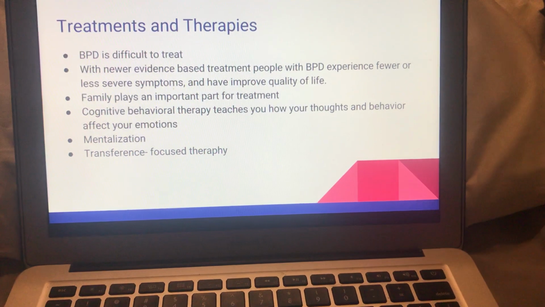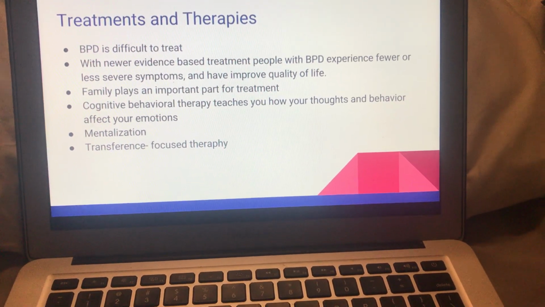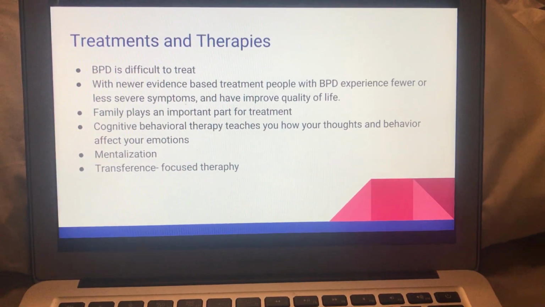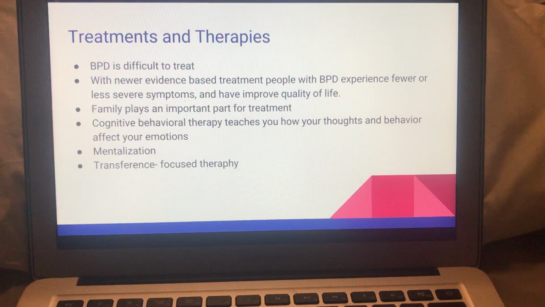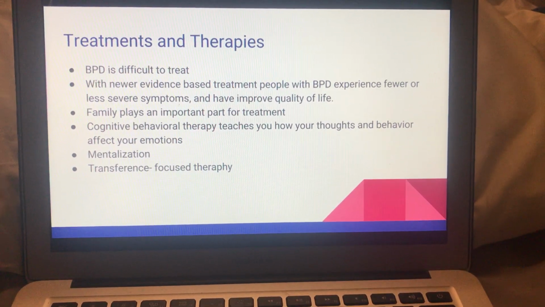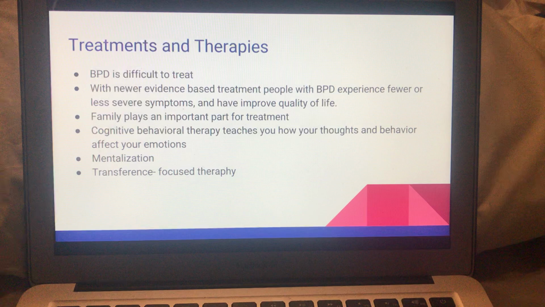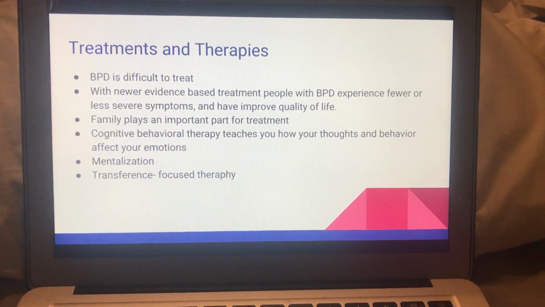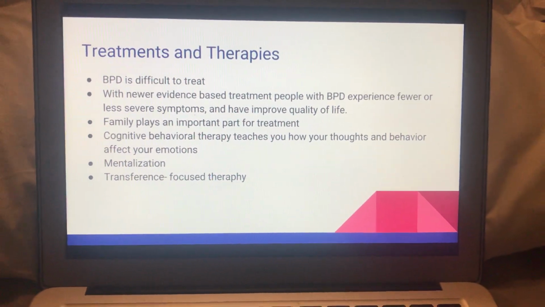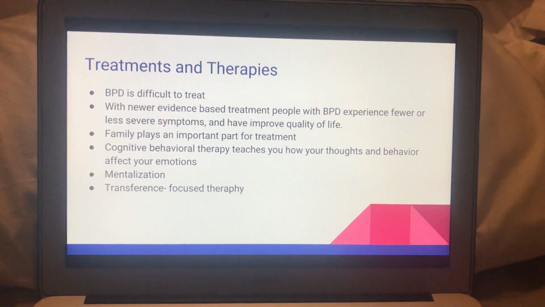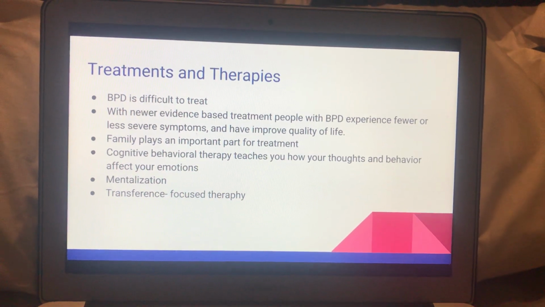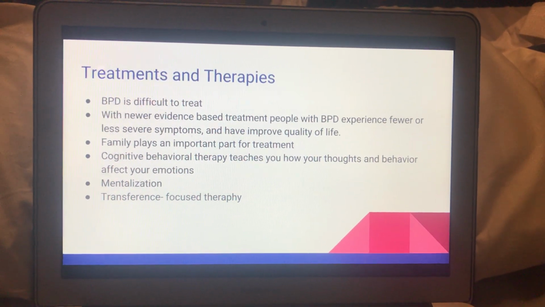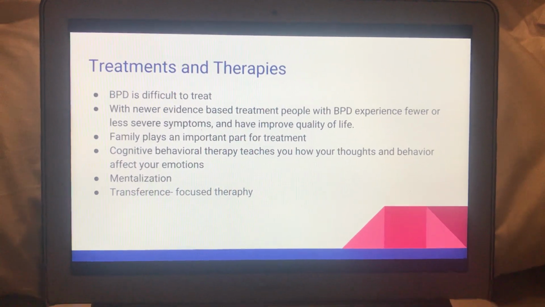Treatment and therapies. BPD is difficult to treat. With newer evidence-based treatment, people with BPD experience fewer or less severe symptoms and have improved quality of life. Family plays an important part of treatment. Support system. Cognitive behavioral therapy teaches you how your thoughts and behavior affect your emotions. Mentalization helps you understand your behavior and other people's behavior. And transference helps you understand how you see yourself in a relationship.